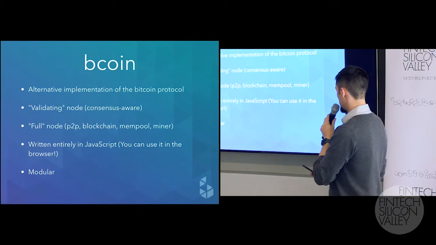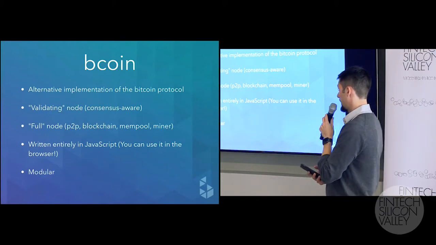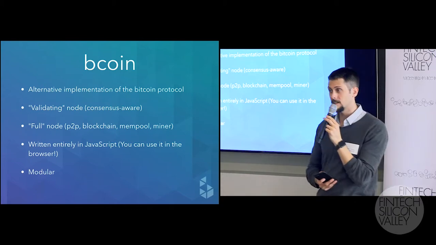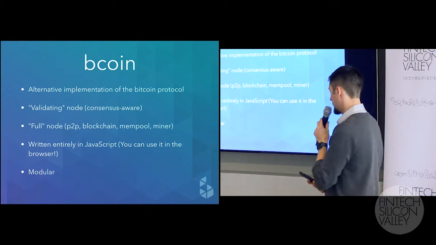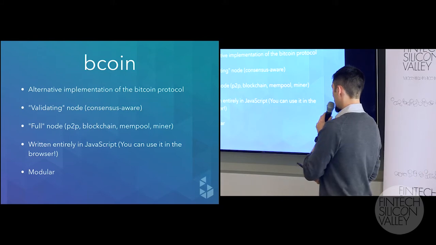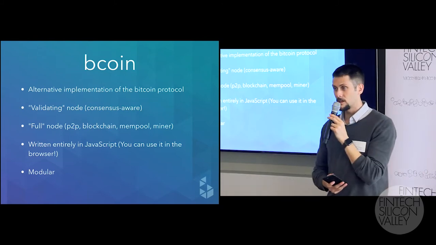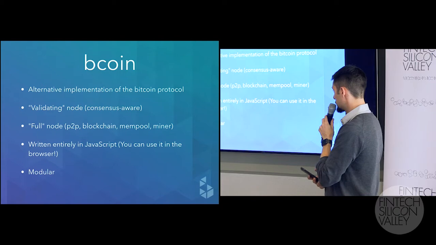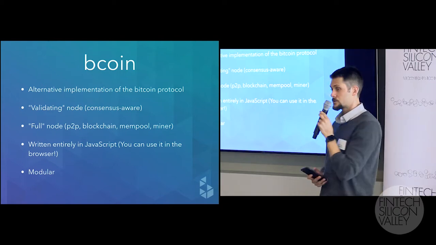These are just some of them that are openly advertising that they're using it. So it's an alternative implementation of the Bitcoin protocol. It's a fully validating node. It's consensus aware. It recognizes and follows those bugs that I was talking about earlier. Written entirely in JavaScript, which means that you can actually run a node in the browser as well, which is super cool. And it's extremely modular.